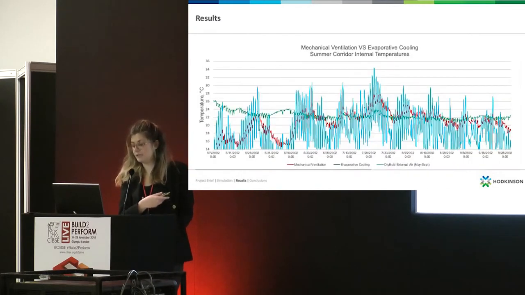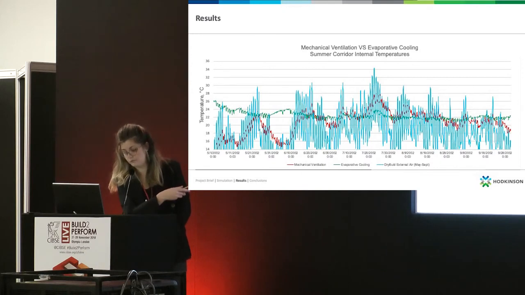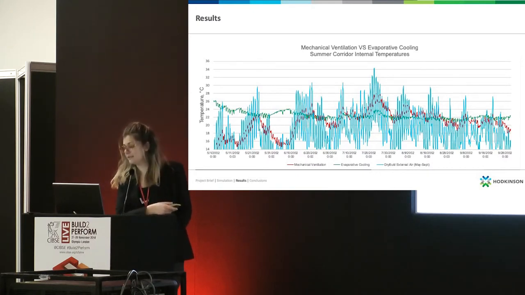In terms of results, the simulation showed compliance with the CIBSE TM59 criteria, and you can see the temperature distribution graph, which shows temperatures are maintained between 20 and 26 degrees. Never exceed the 28 degree threshold.